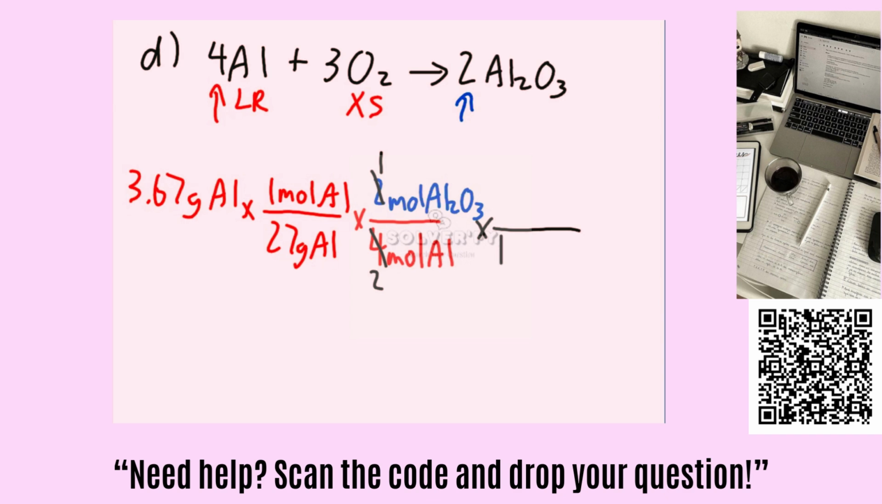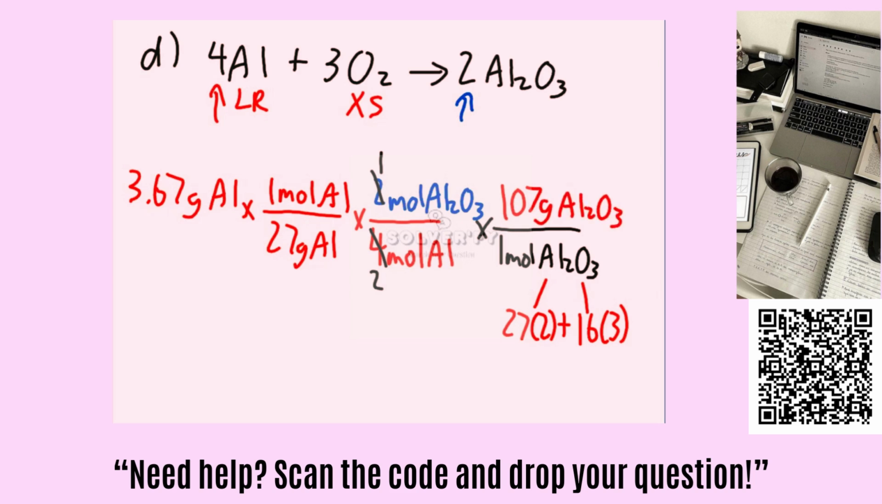And then we'll wrap up. For every mole of aluminum oxide, what is the molar mass? Let's find out. Aluminum is 27 according to the periodic table, and there's 2 of them. Oxygen is 16, and there's 3 of them. Add it all together, and we'll get it to be 107 grams of aluminum oxide. So let's take 3.67, multiply it by 107, divide it by 27, and divide it by 2. And we'll get a final result of 6.93 grams of aluminum oxide.